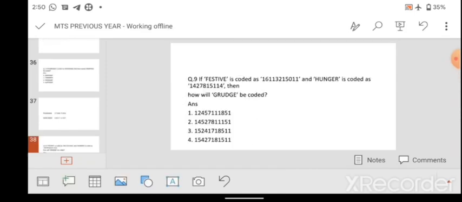Next, festive is coded as 16, 11, 32, 15, 0, 11. Okay, you can copy the question. What in Hungary is coded as 1427815114. Then how will Grudge be coded? So there are lots of questions from alphanumeric series.